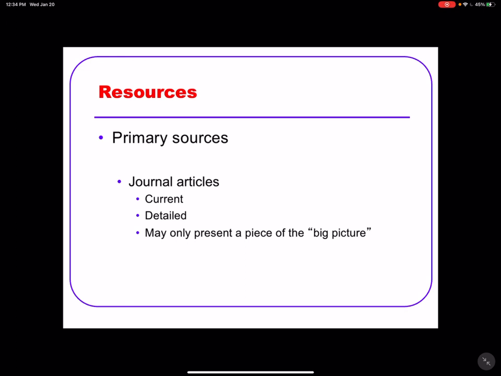The first type of scholarly article is a primary source. And that's the one that I was thinking of when I described the articles under these scholarly types of information. They're journal articles, they're detailed, and they may only present a big piece of the picture. And they're also current, but they're not as current as you might think. So these are the kind of articles that I generally write.